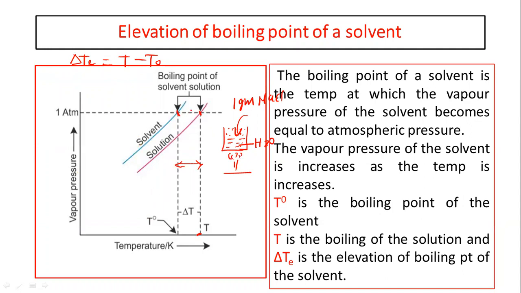So this curve represents the variation of vapor pressure with respect to temperature. This is for the solvent and this is for the solution. You can see T0 is the boiling point of the solvent, as we have shown here for the solvent curve. Then T is the boiling point of the solution, also seen here for the solution curve. And delta T is the elevation of boiling point, the difference between the boiling point of the solution and the boiling point of the solvent.